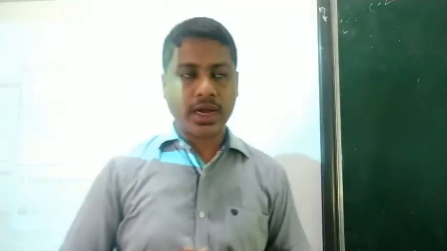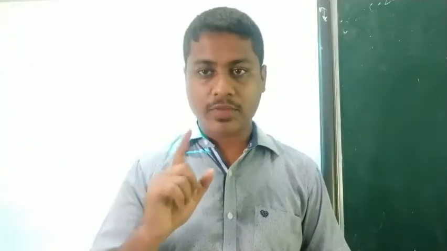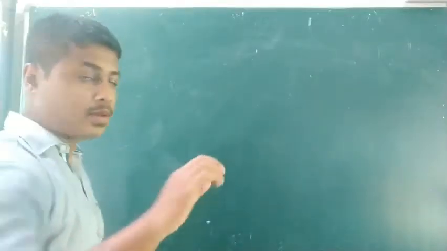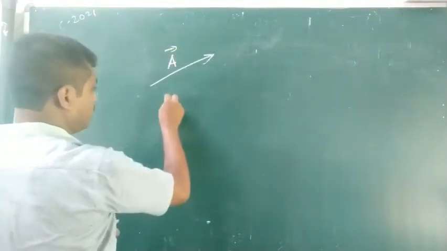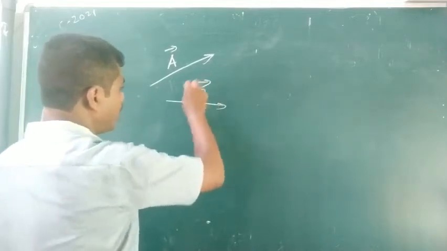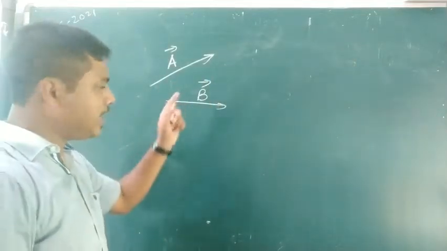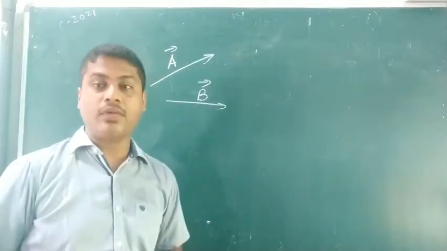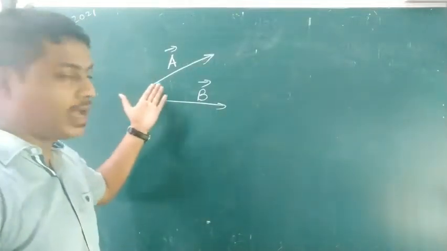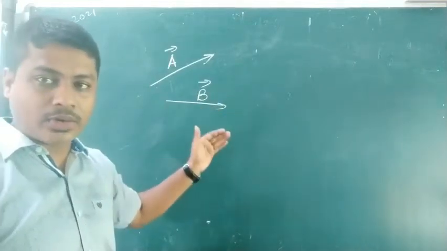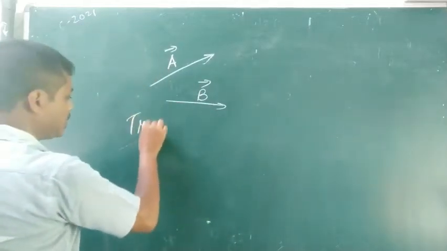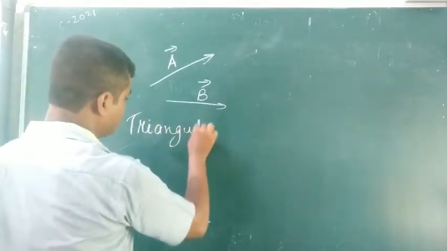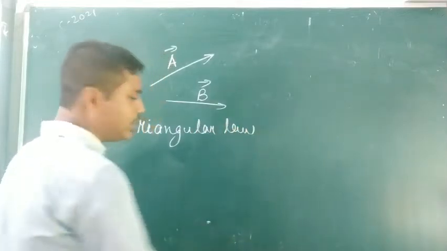Why do we use the triangular law of vector addition? Suppose your vectors are not collinear. Suppose in the diagram there are two vectors, this is vector A and this is another vector B. How will you add these two vectors? We cannot use the direct law of addition, directly adding the tail with the head of the other vector. For this, we'll be using the triangular law of vector addition.